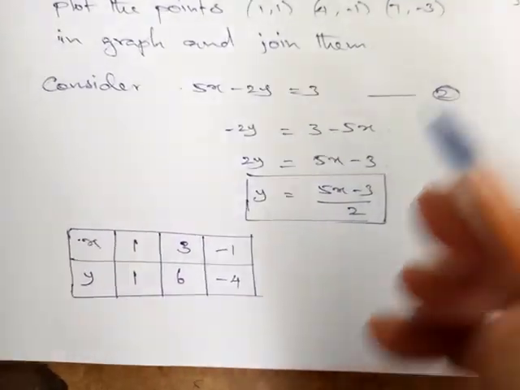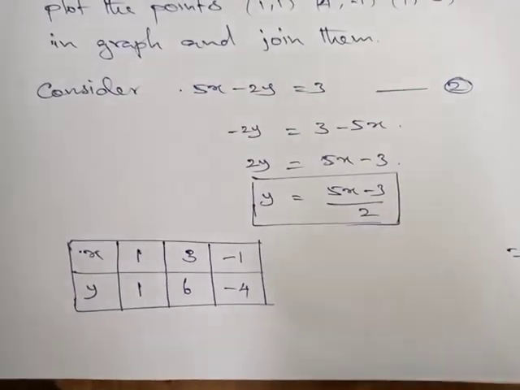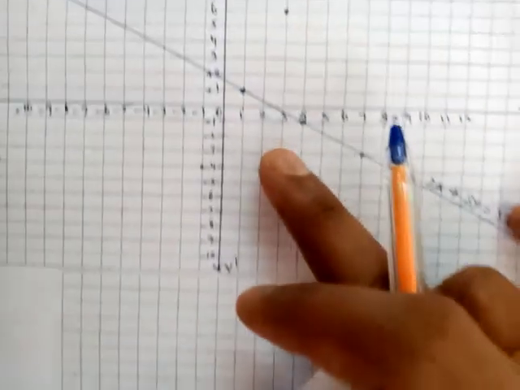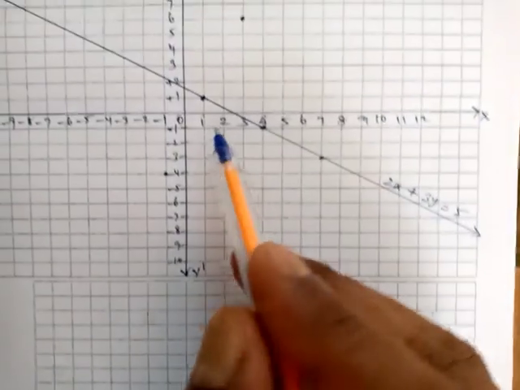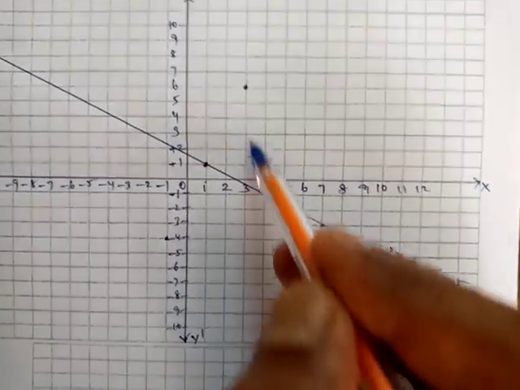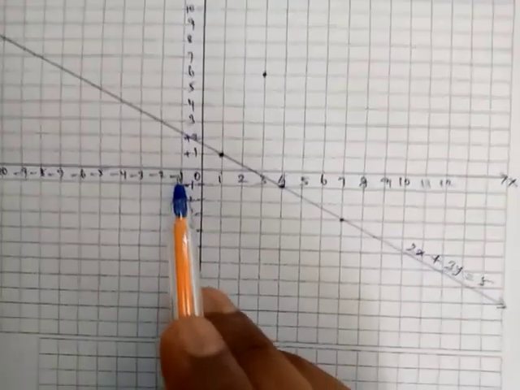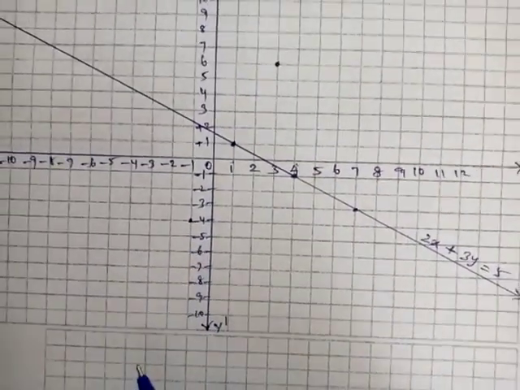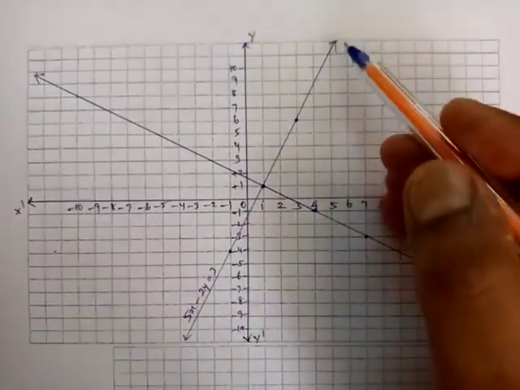So similarly, like your first condition, plot these 3 points in the graph. What will we get? The first point is 1 comma 1. It's already plotted. Next 3 comma 6. X value 3, y value 6. So 3 is here, 6 is here. Next point is minus 1 comma minus 4. X value minus 1 is here, y value minus 4 is here. So this point. Join these 3 points, we will get another line. So we are getting this line.